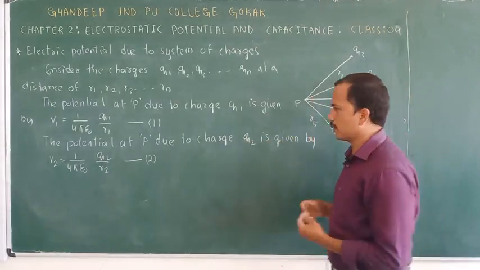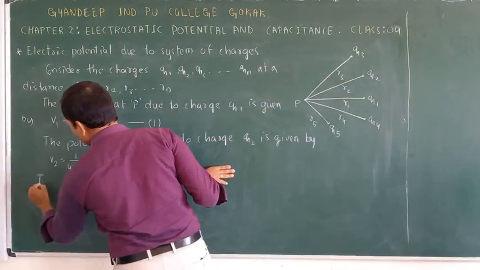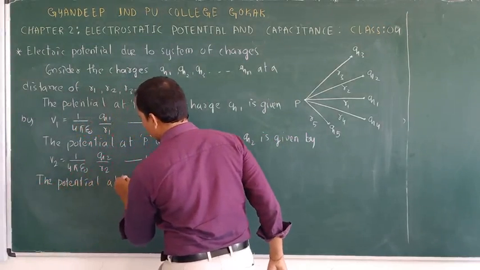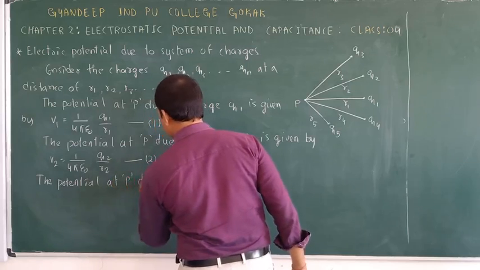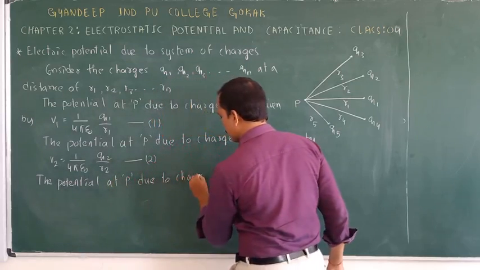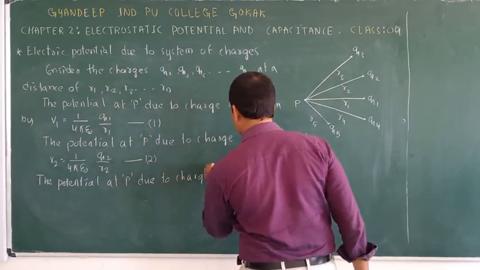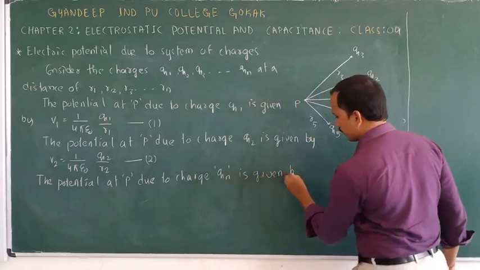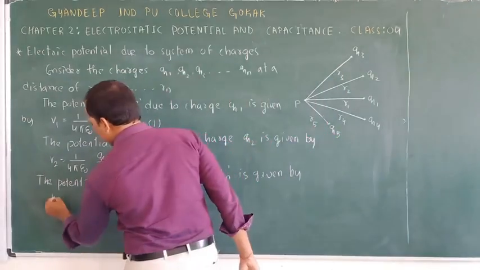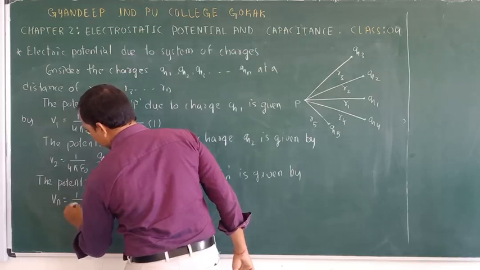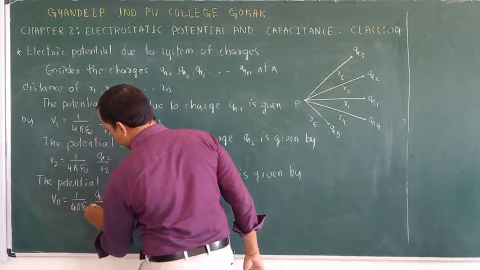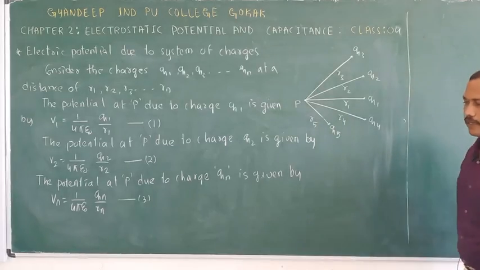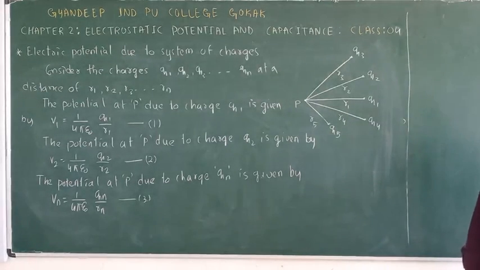For n number of charges, the potential at P due to the nth charge, Qn, is given by Vn is equal to 1 by 4 pi epsilon, Qn divided by Rn. This is equation number n. So this is for the n number of charges. Then next we will come to the value of the total potential.